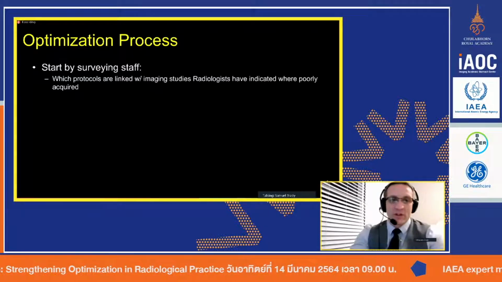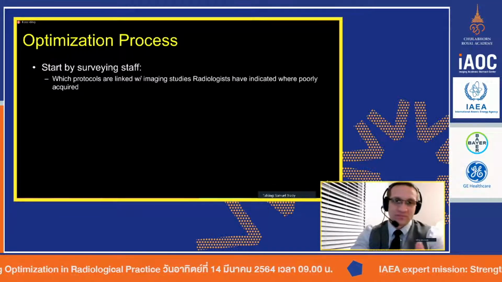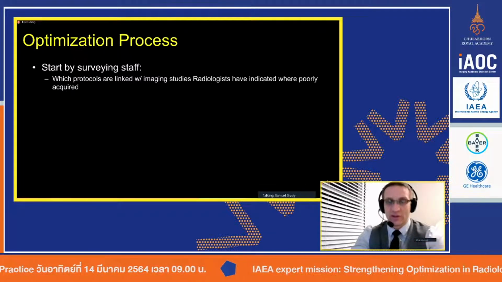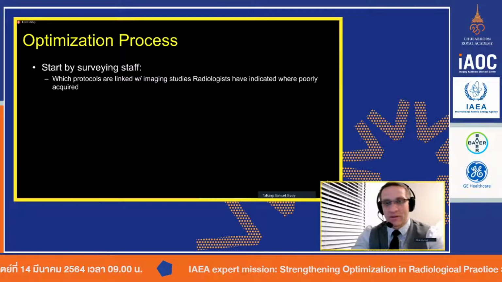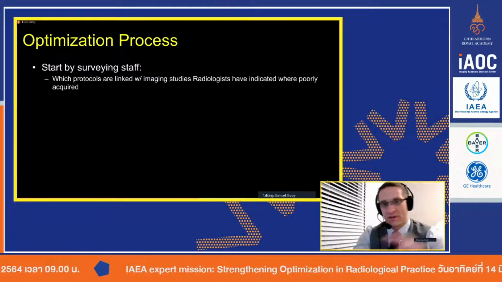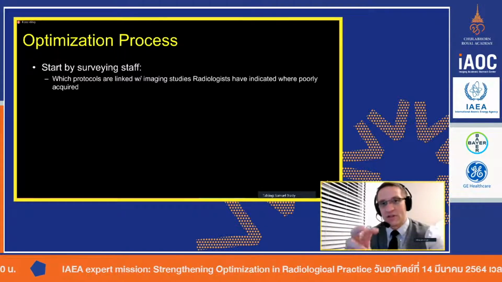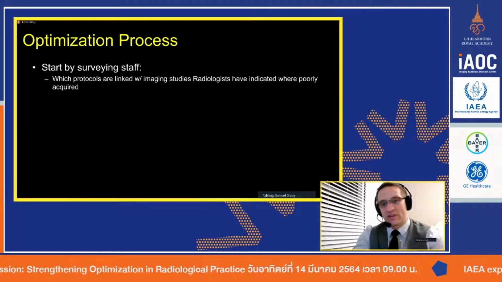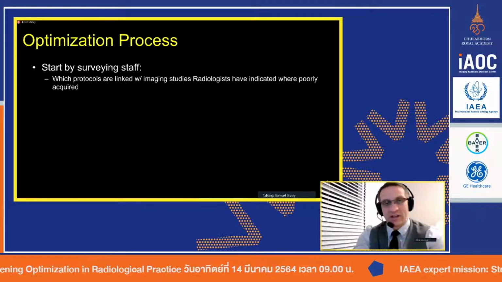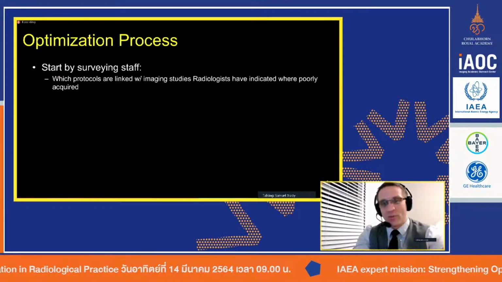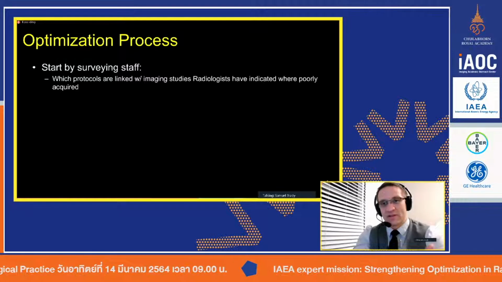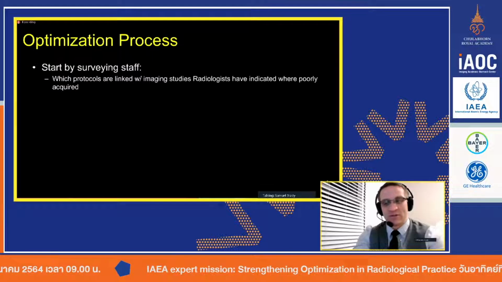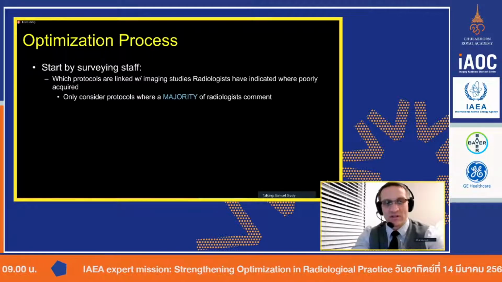So how do we do this? As I mentioned, you can sit down and simply survey the radiologists. If you have radiologists that specialize in neuro, for example, and body, and obviously we're talking neuro today, you can go to maybe the chief of neuroradiology and say, hey, you've been looking at these images. Is there any one protocol or type of imaging series that just doesn't seem to meet your needs as radiologists?